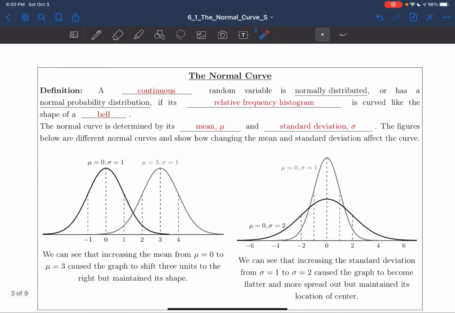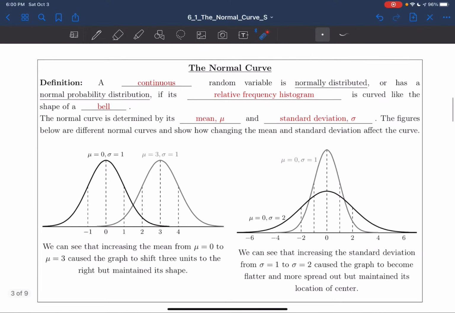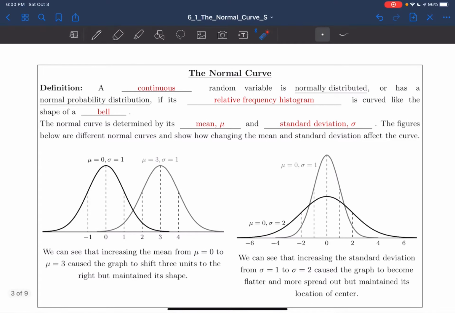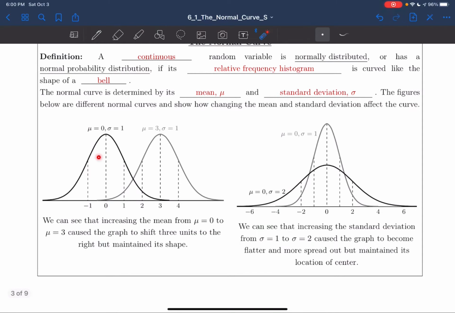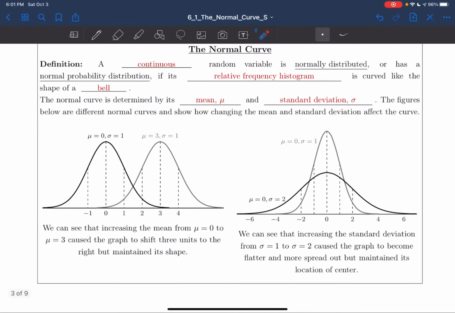Okay, a continuous random variable is normally distributed, or has a normal probability distribution, if its relative frequency histogram is shaped like a bell. So notice that this histogram is bell-shaped. This is also bell-shaped. So all of these histograms are normal curves. The normal curve is determined by its mean mu and its standard deviation sigma. The figure below shows different normal curves and how changing the mean and standard deviation affects the curve.